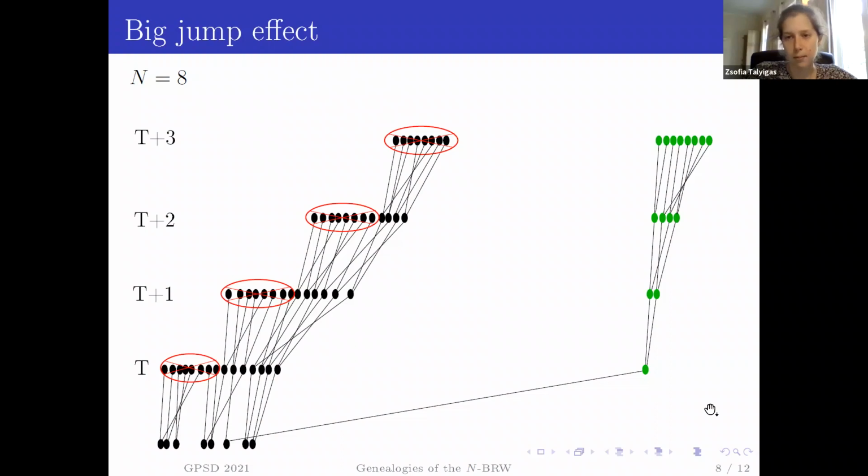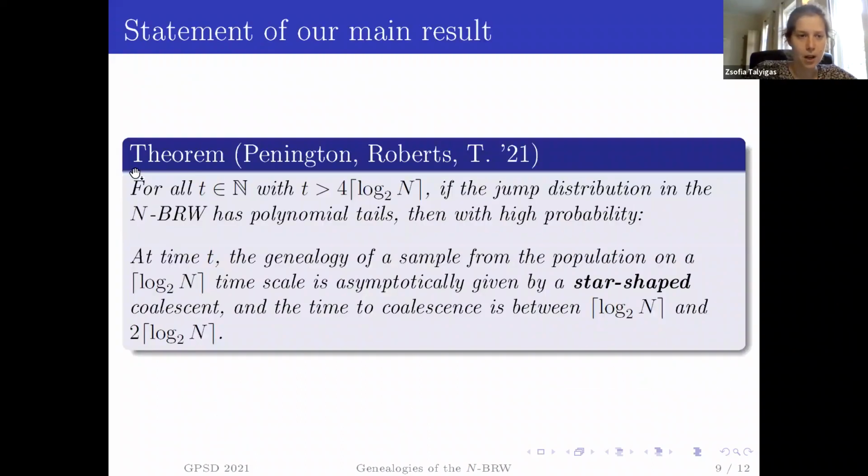So this is just an example. This is certainly not exactly how the typical behavior of the N-BRW looks for large n. But this is a very important idea to start with. And it also suggests that in the genealogy, the time to coalescence should be of order log n. And now I will state our result, and we will see that this is indeed the case.